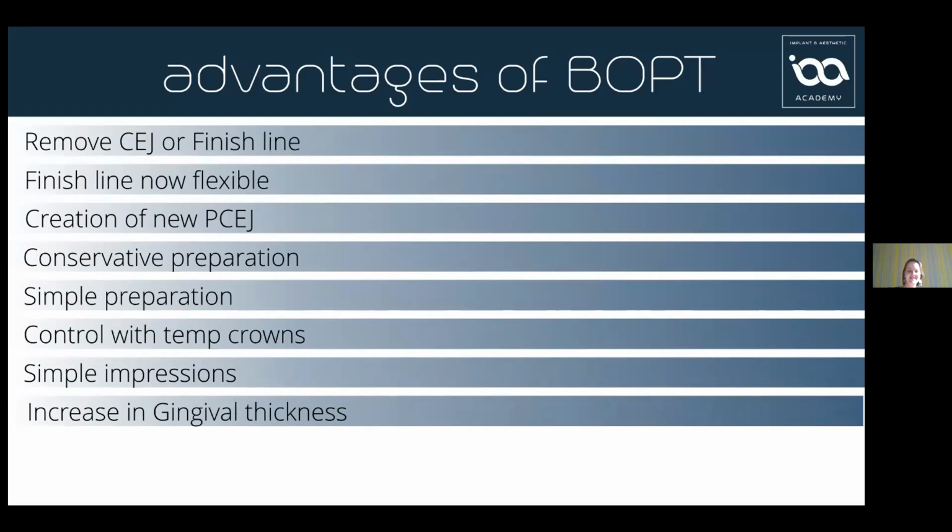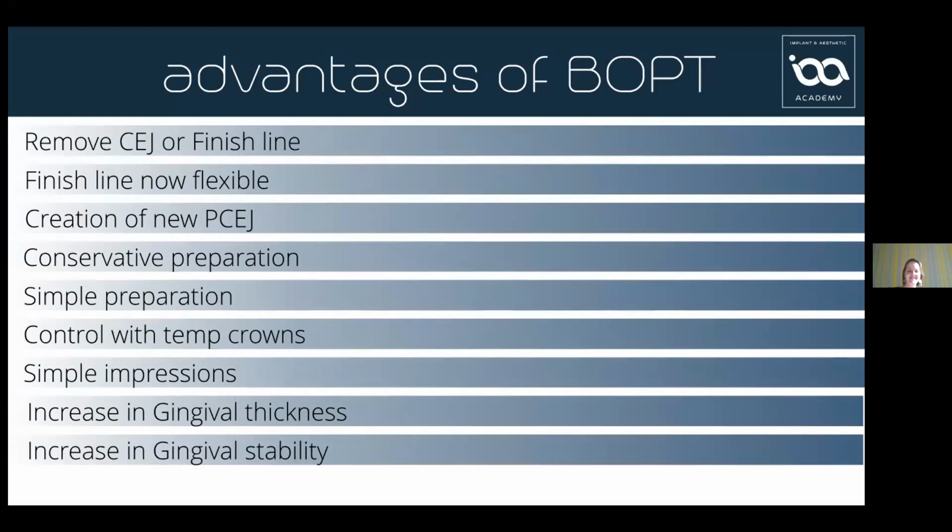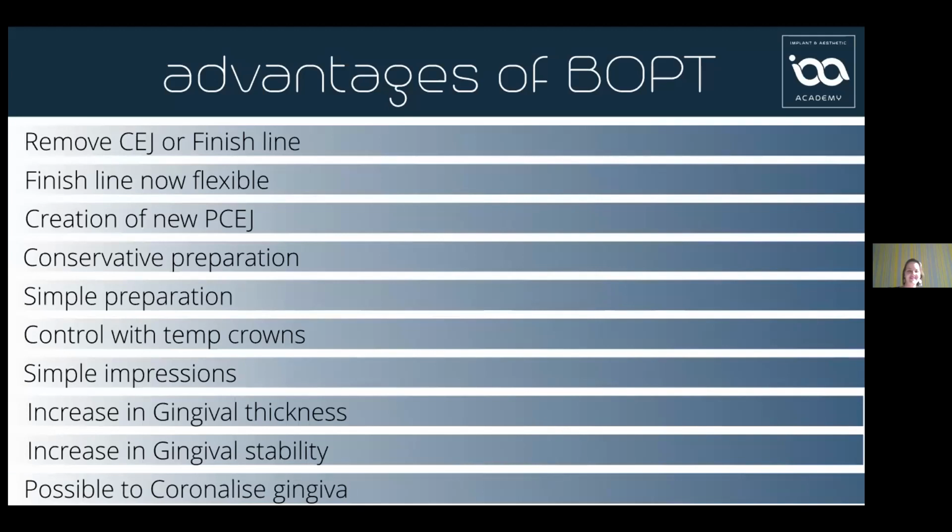We're moving on to the biological advantages, which are increased thickness of the gingival tissue, and increased gingival stability because we're creating a new CEJ made out of porcelain. And the last, which I never believed until I'd done a few cases, is that it's actually possible to coronalize the gingiva. If we have time at the end, I'll go through a case. If you think about implants and abutments and changing the critical contour of an implant abutment, we have the ability to move that soft tissue up or down. So it makes sense that we have this ability to move the soft tissue up or down with a new porcelain CEJ.